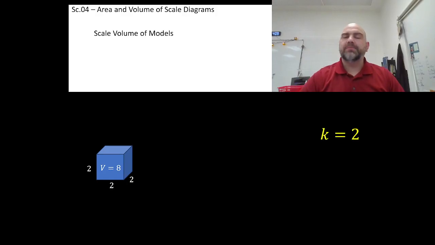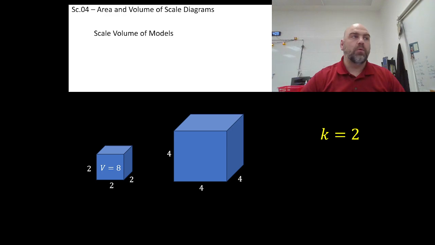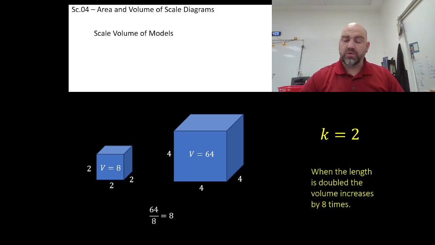Let's increase the size by a scale factor of 2. That means that every dimension is going to be increased by a factor of 2, which means that we now have a cube that is 4 by 4 by 4. What is the volume? Well, it's 64. If we divide 64 by 8, we get that this is 8 times bigger. So a scale factor of 2 on the dimensions makes a scale factor of 8 on the volume. Is there a correlation? Quickly thinking, yeah, maybe there is. So when the length is doubled, the volume increases by 8 times.